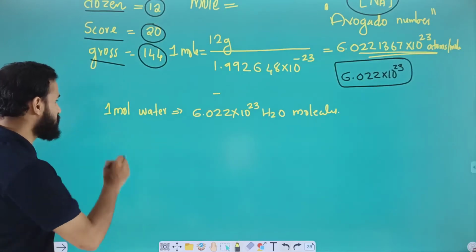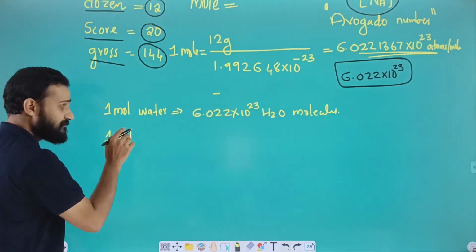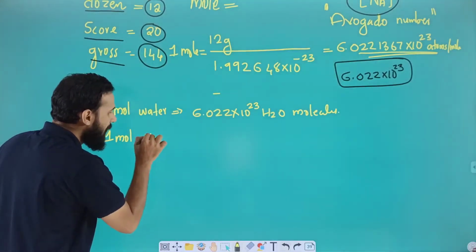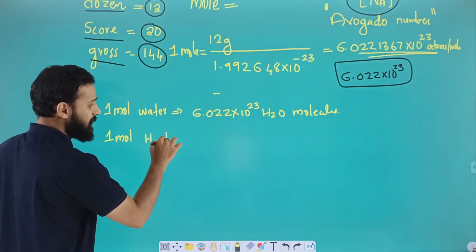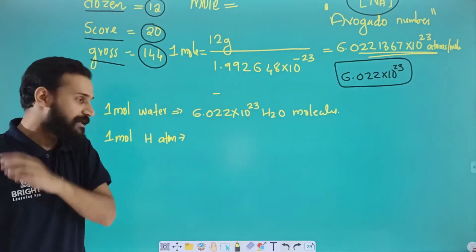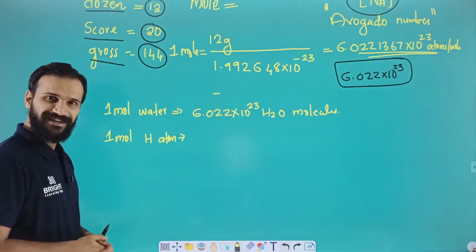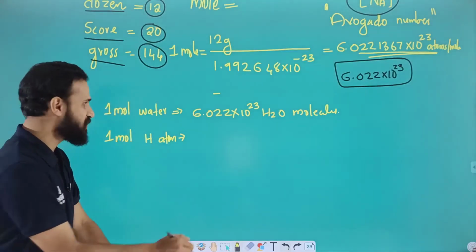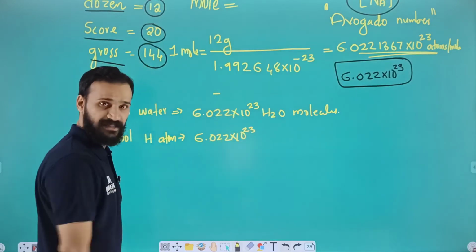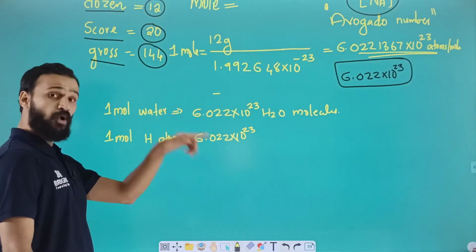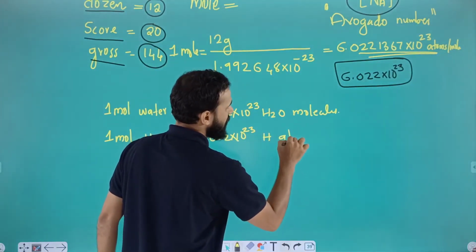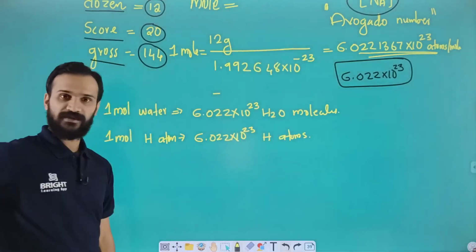If you are taking 1 mole, we are discussing the most basic and very important ideas. If you are taking 1 mole of hydrogen atoms, let me ask how many hydrogen atoms will be present in 1 mole? Yes, 1 mole means 6.022 × 10^23, isn't it? So we can say that in 1 mole of hydrogen atoms, there will be 6.022 × 10^23 hydrogen atoms. Is it clear?